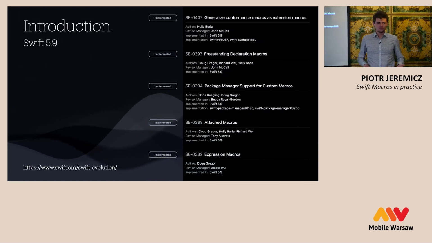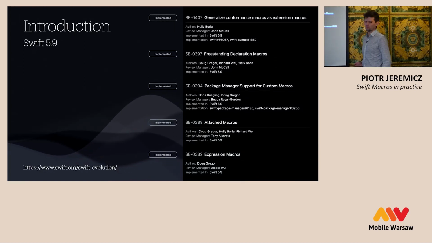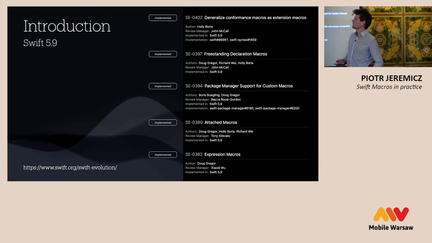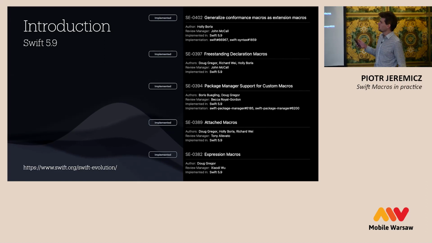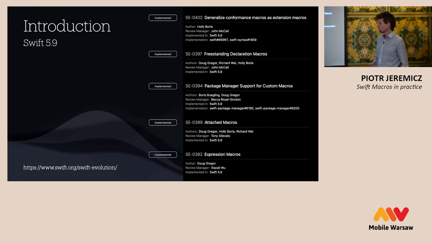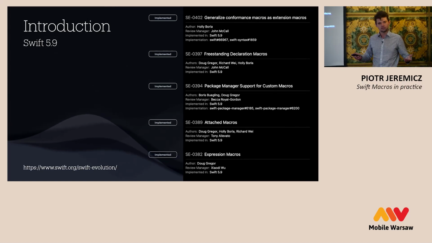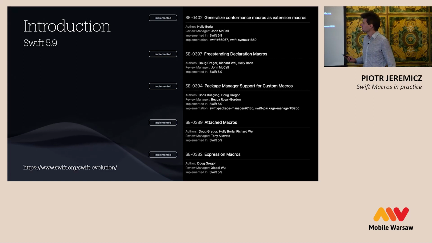Hopefully you drank a little bit, so it will be easier to consume for you. But we will start from the introduction. Swift 5.9 introduced five tickets from the Swift evolution that present us macros. A macro is a tool that helps us to create code. And as you can see, there are five tickets.